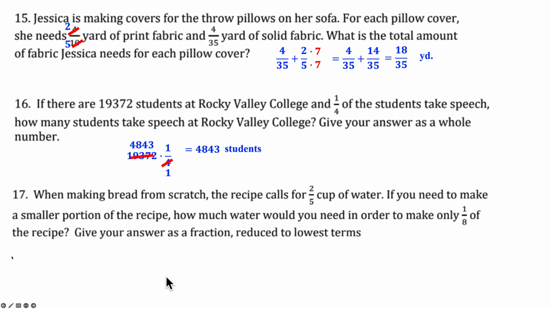17, when making bread from scratch, the recipe calls for 2/5 cups of water. If you need to make a smaller portion of the recipe, how much water would you need in order to make only 1/8 of it? Okay, just like we saw up here, 1/4 of, 1/8 of means we need to multiply 1/8 to 2/5. Well, 2 and 8 can reduce to 1 over 4. 1 times 1 is 1, 5 times 4 is 20. 1/20th cup of water.